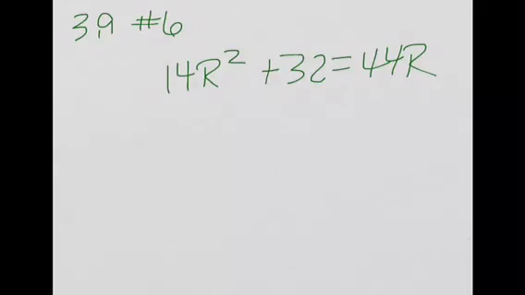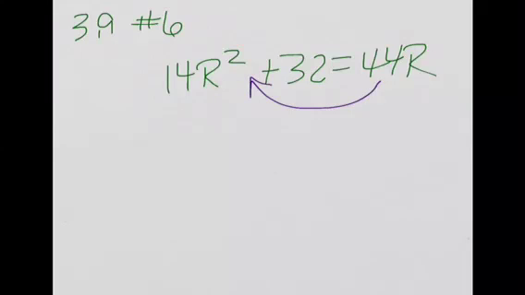So when I look at this particular problem, I notice that there is an r squared, so this is going to be a quadratic because that's the highest degree that r will ever be. And so I'm probably going to have two answers. So what I'm going to go ahead and do is set it equal to 0. The easiest way to do that is to subtract 44 from both sides.